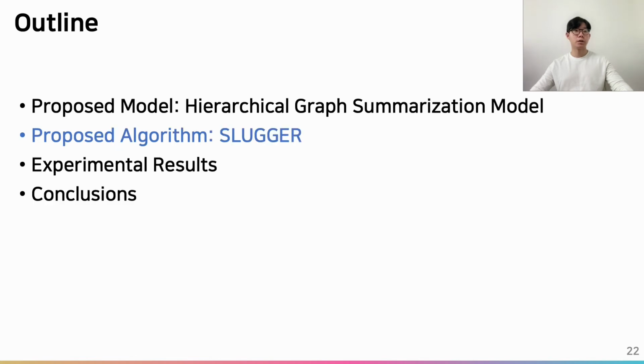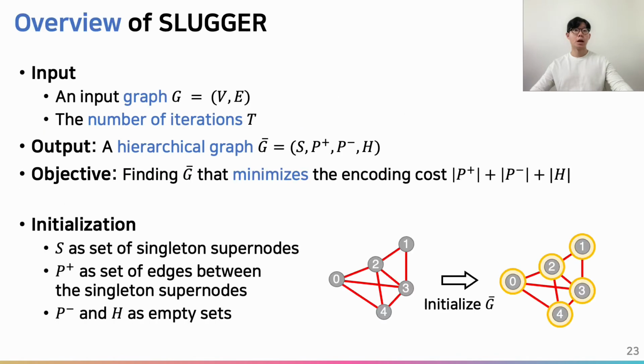Now I'll introduce SLUGGER, our proposed optimization algorithm for the lossless hierarchical graph summarization problem. Given an input graph G and the maximum number of iterations T, SLUGGER produces a summary graph G bar that minimizes the encoding cost, which is measured by the total count of edges. SLUGGER first initializes G bar to G. Each subnode in G is regarded as a supernode in G bar. Similarly, each sub-edge is regarded as a P edge. N edges and H edges are initialized with empty sets.